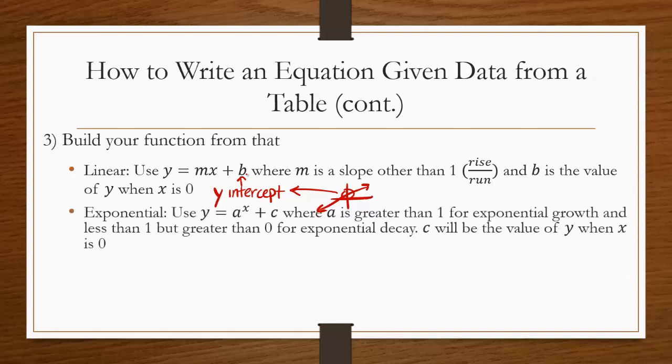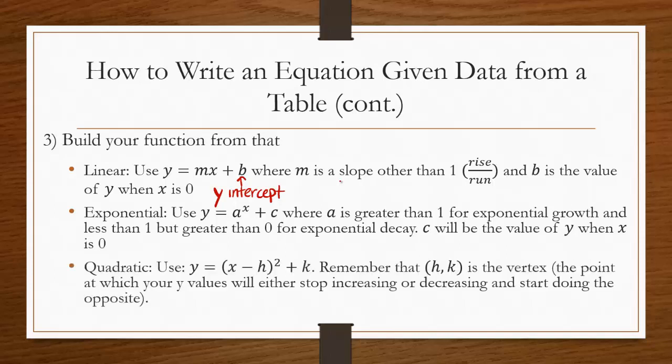For exponential, and hold on, let me get rid of that so you can see everything, use y equals a to the x plus c, where a is greater than 1 for exponential growth and less than 1 but greater than 0 for exponential decay. C is going to be the value of y when x is 0, so look for the y-intercept again. And for quadratic, use vertex form, which you should be really familiar with by now: y equals x minus h quantity squared plus k. Remember that (h, k) is the vertex, the point at which your y values stop increasing or decreasing and start doing the opposite.